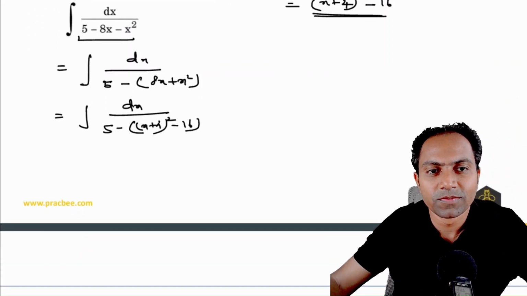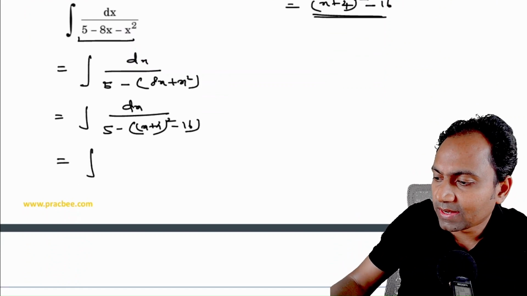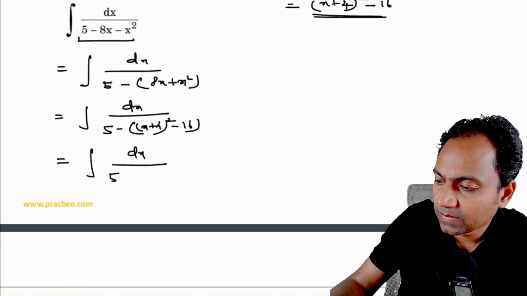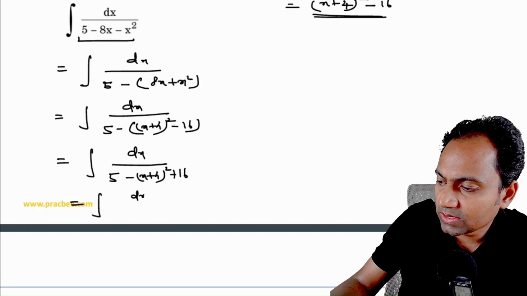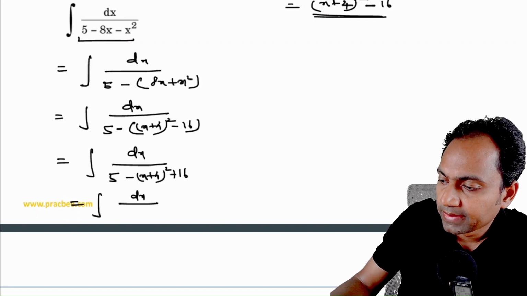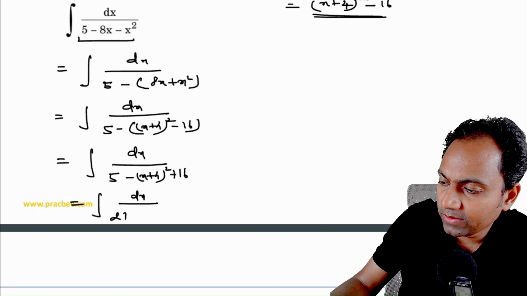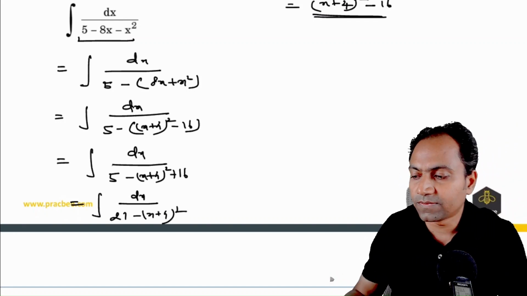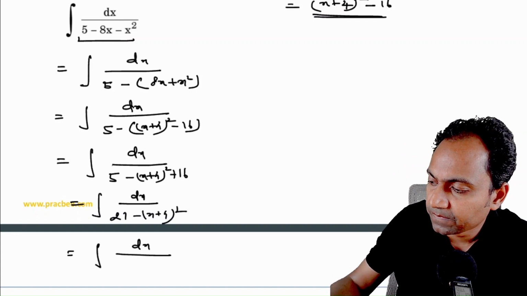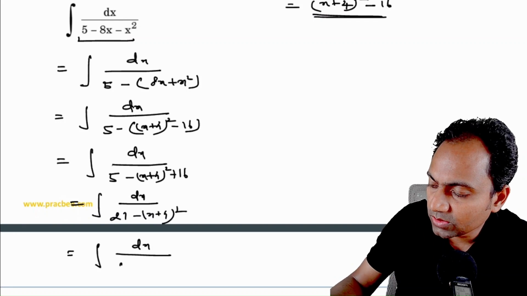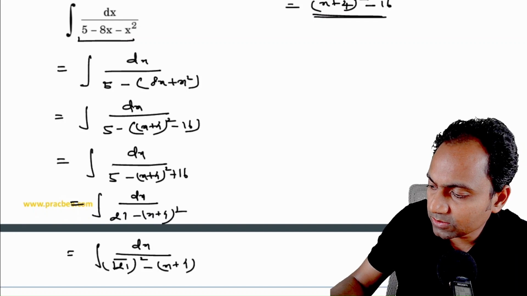And if I do so, the next step becomes extremely easy. We can write this as dx by 5 minus (x plus 4) whole square plus 16, and this becomes nothing but dx by 21 minus (x plus 4) whole square. Now it is in the form of dx by a square minus x square, so we can write this as root of 21 whole square minus (x plus 4) whole square.